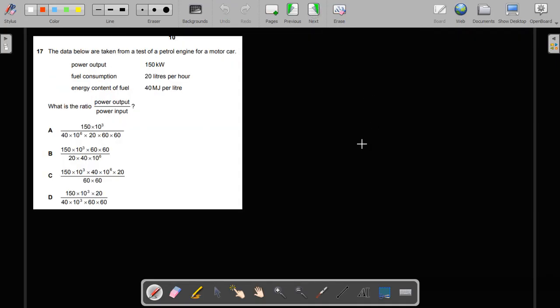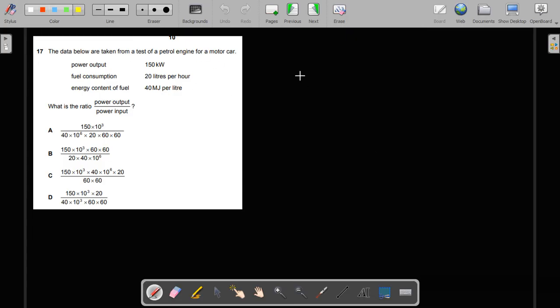Question 17. The data below are taken from the test of a petrol engine for a motor car. Power output, fuel consumption, energy content of fuel are given. What is the ratio of power output divided by power input?